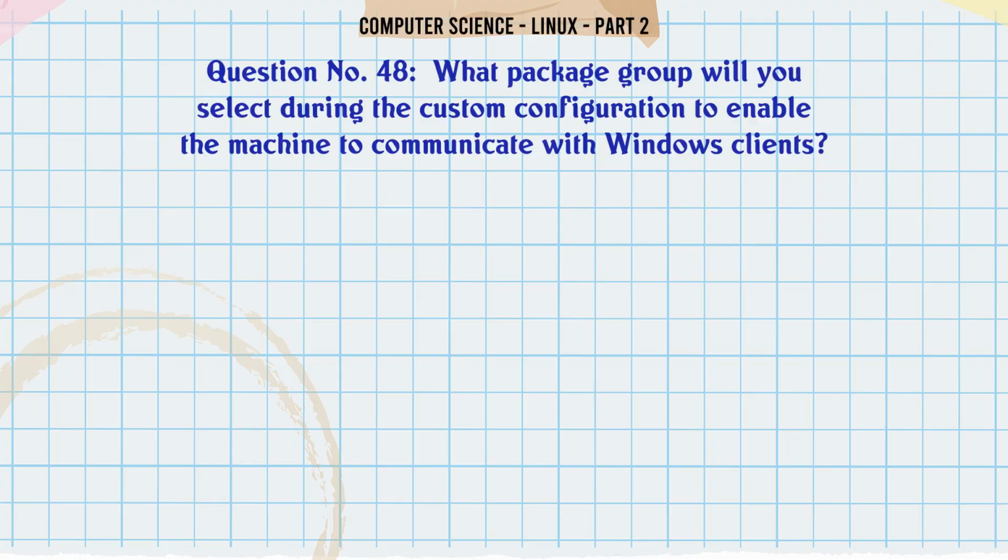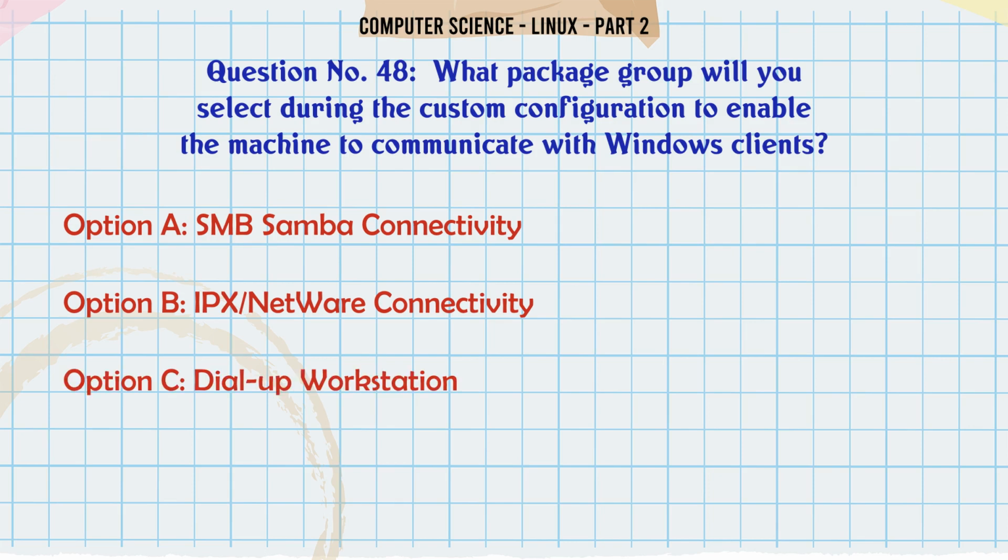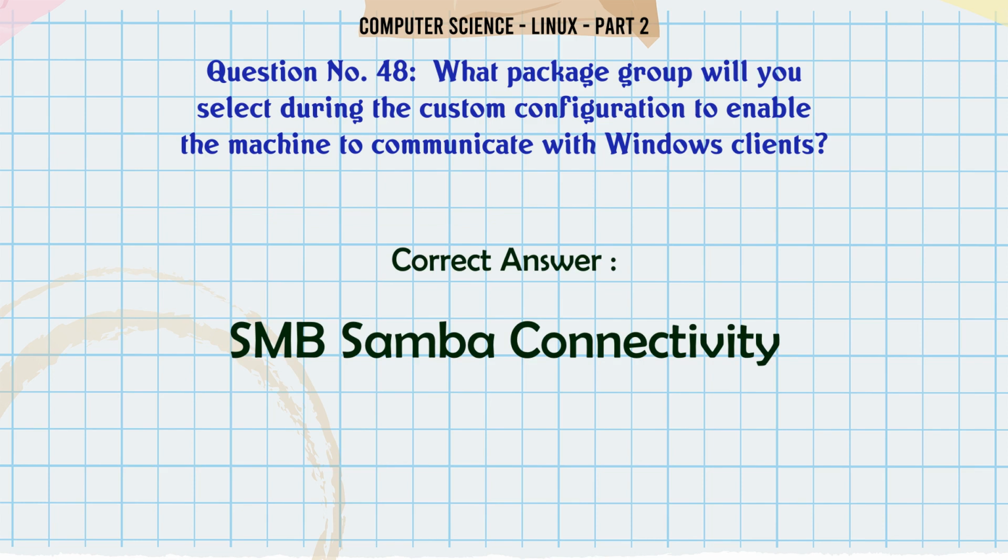What package group will you select during the custom configuration to enable the machine to communicate with Windows clients? A. SMB Samba connectivity. B. IPX network connectivity. C. dial-up workstation. D. all of the above. The correct answer is SMB Samba connectivity.